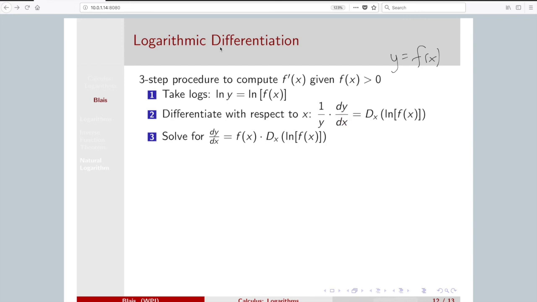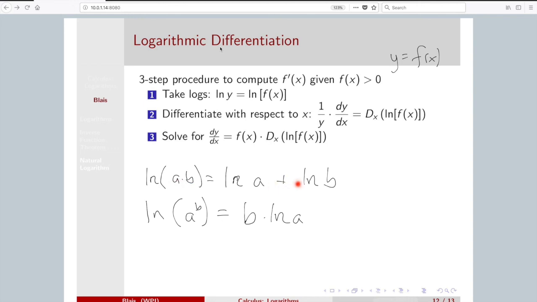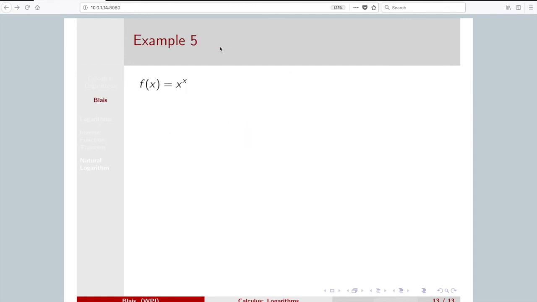And this is usually something you use because you exploit the fact that the natural log of a times b is the natural log of a plus the natural log of b, or, and this is more common, the natural log of a to the b is b times the natural log of a. This can be handy because it turns products into sums, and it turns exponentiation into multiplication. This, again, being the most common property of log that you're exploiting when you're doing this. So let's see how this works.